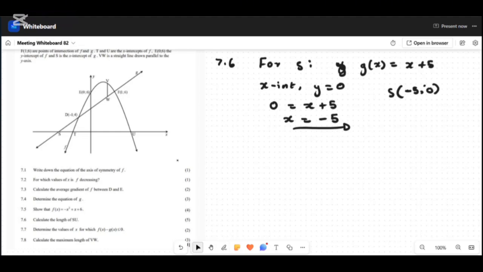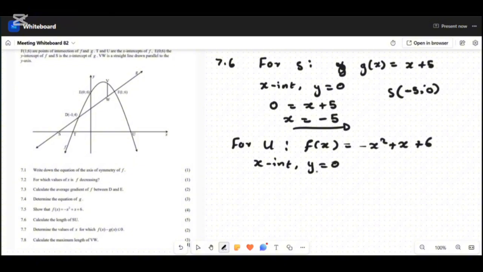All right, it's fine. Let's go to point U because we're looking for the length of SU. Then for U, you're going to say f of x is equal to negative x squared plus x plus 6. Then you are looking for the x-intercept. Y must be equal to 0. So you're going to have 0 is equal to negative x squared plus x plus 6. Right. So before you do anything, I can advise you to divide both sides by a negative.